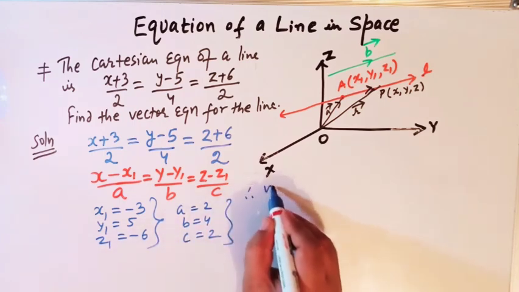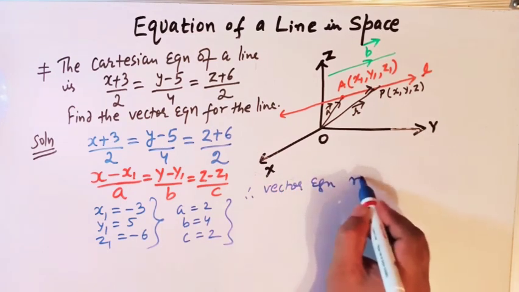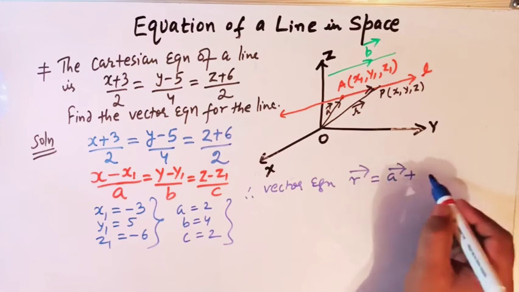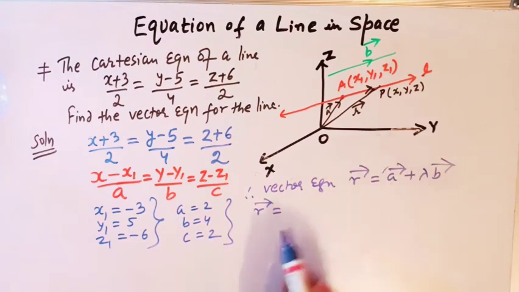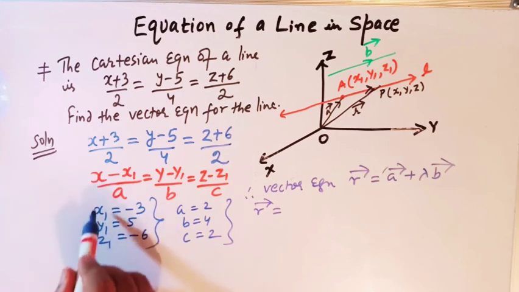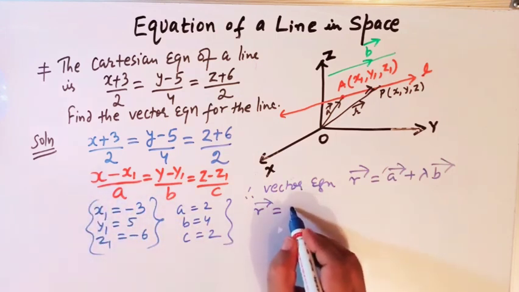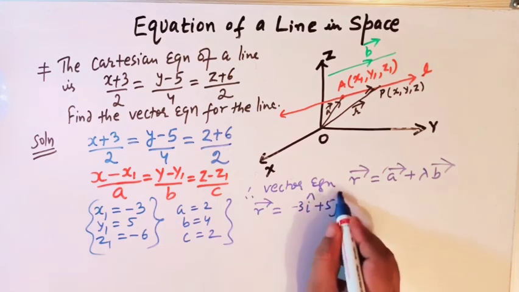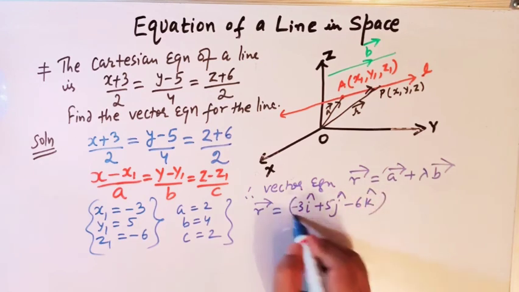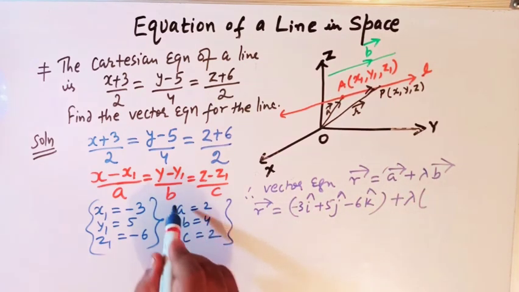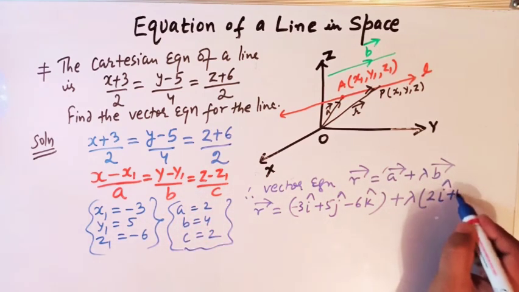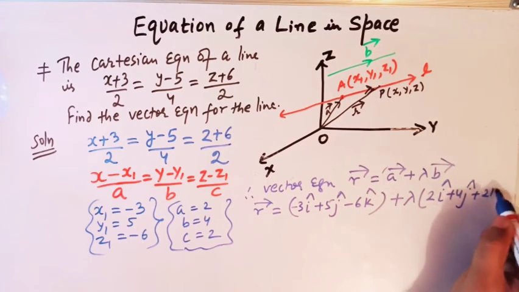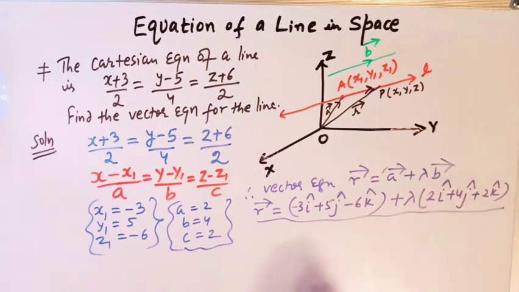So therefore the vector equation is vector r is equal to vector a plus lambda times vector b. Then we have vector r. This vector a is given by this point. Clear? By this point. So we have minus 3 i cap plus 5 j cap minus 6 k cap plus lambda times vector b, which will be given by these values. Clear? So we have 2 i cap plus 4 j cap plus 2 k cap. So this is the vector equation of this line.